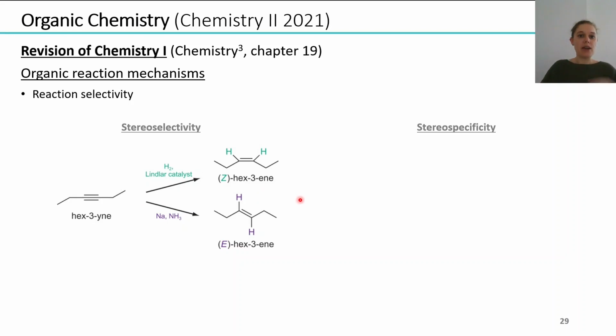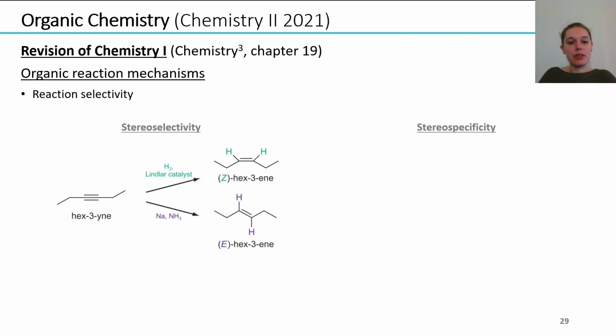It means the hydrogen atoms are on the same side of the carbon-carbon double bond. Conversely, if we use sodium and ammonia for reducing this alkyne towards an alkene, then we end up with E-hex-3-ene. And here you can see that the hydrogen atoms are attached on opposite sides of the carbon-carbon double bond.